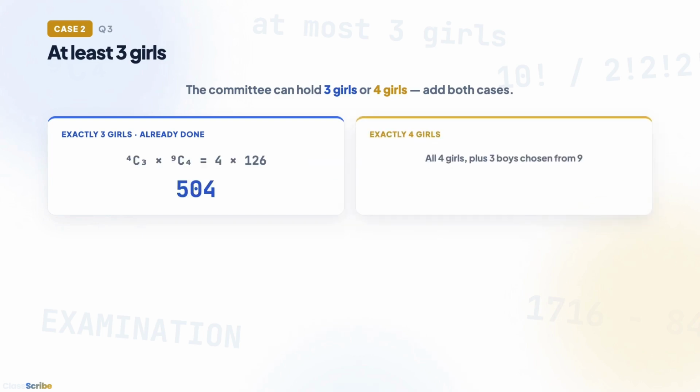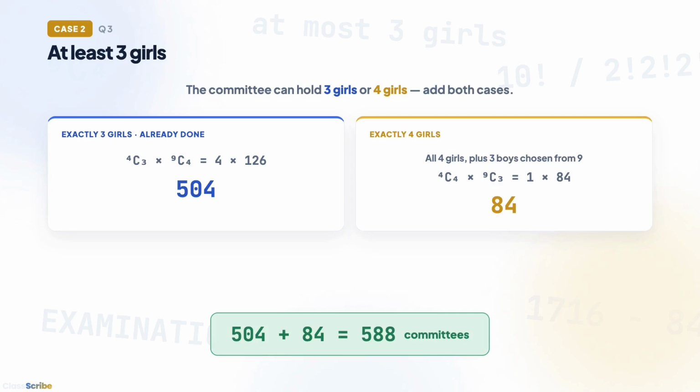All 4 girls must be selected, and the remaining 3 members are chosen from 9 boys. This gives 4 combination 4 multiplied by 9 combination 3. 4 combination 4 is 1 and 9 combination 3 is 84. So this case gives 84 committees. Adding both cases, the answer becomes 504 plus 84, which is 588.